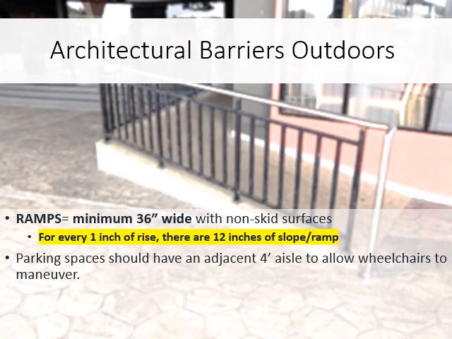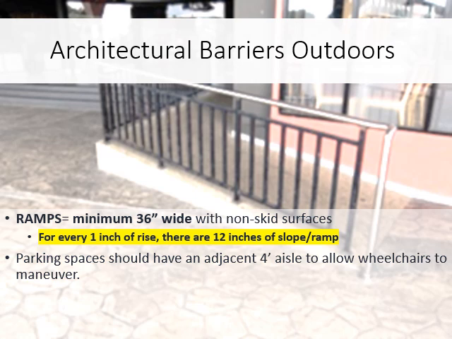We just discussed some architectural barriers indoors. Now let's go outdoors. There are plenty that we can talk about, but let's just talk about two special considerations. The first one is ramps. So ramps at minimum need to be 36 inches wide, just like a hallway in a home. They should also have non-skid surfaces. Now, there's a special ratio that you need to know about, and it says that for every 1 inch of rise of the ramp, there should be at least 12 inches of slope or ramp.